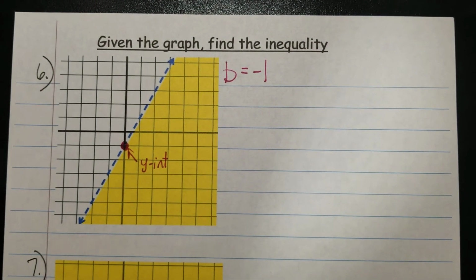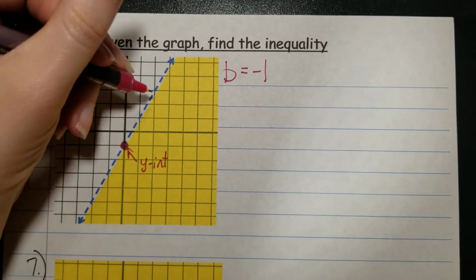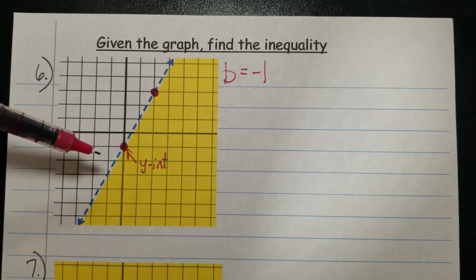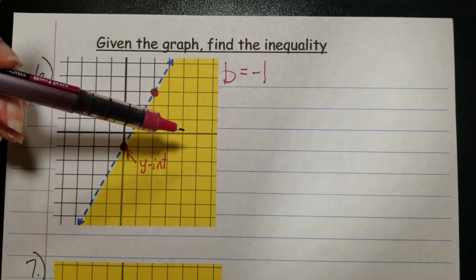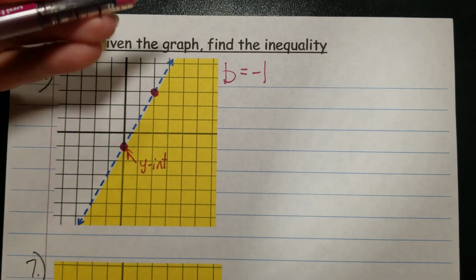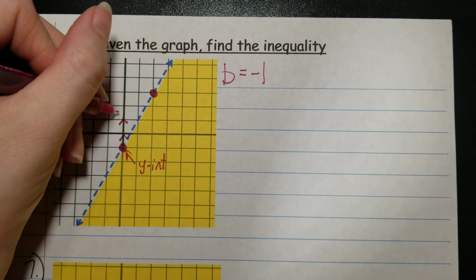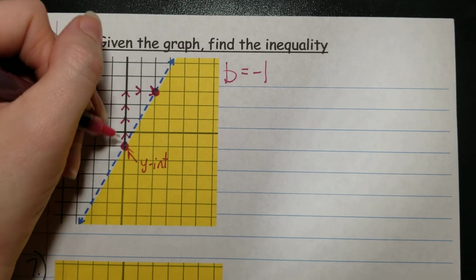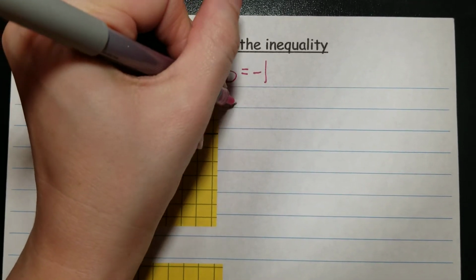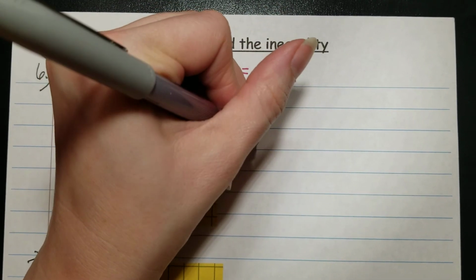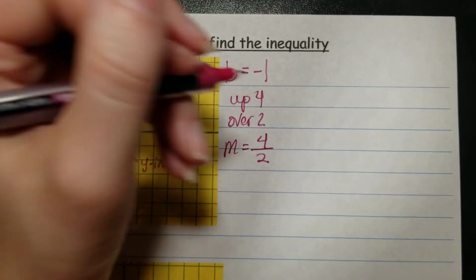Then let's find another point on the graph that looks easily identifiable. How about right there? Then I'm just going to count, always going from left to right, how I have to go to get from this point to this point. I have to go up 1, 2, 3, 4, and over 2. So I have to go up 4 and over 2. That means m equals 4 over 2, which reduces to 2.